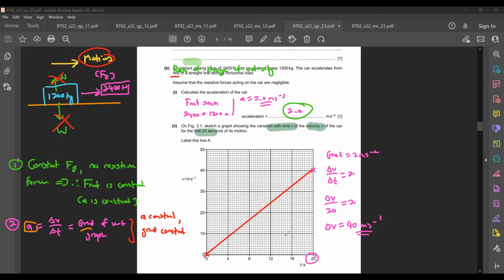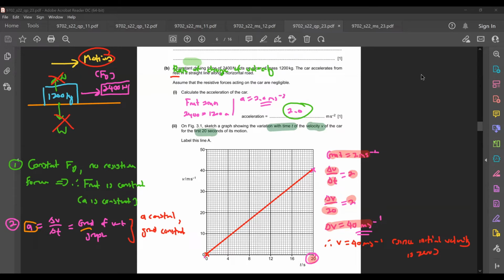Okay, there's a particular point you must pick. So just pick a convenient point. In my case, I pick 20 seconds as my point. So if gradient is 2 meter per second square, delta V over delta T is 2. Time being 20 would mean that my change in velocity is 40 meter per second. So therefore, V is 40 meter per second, since initial velocity is 0.